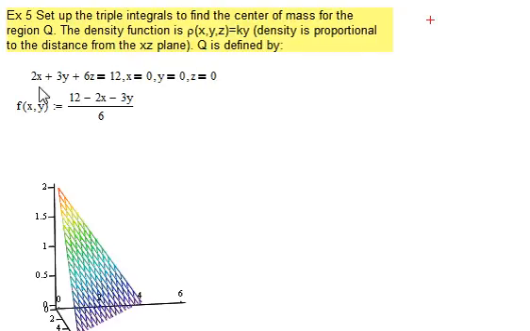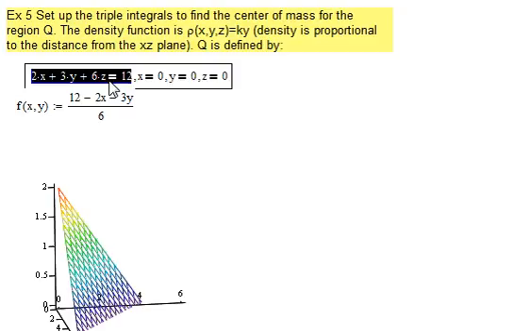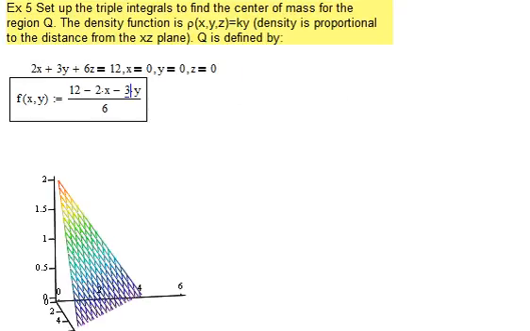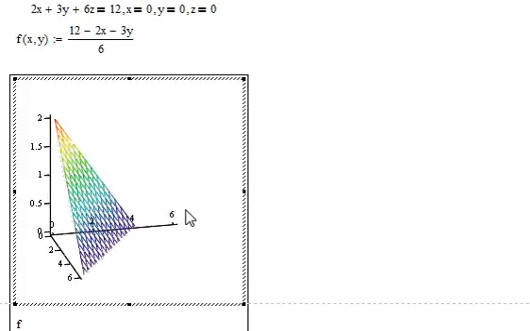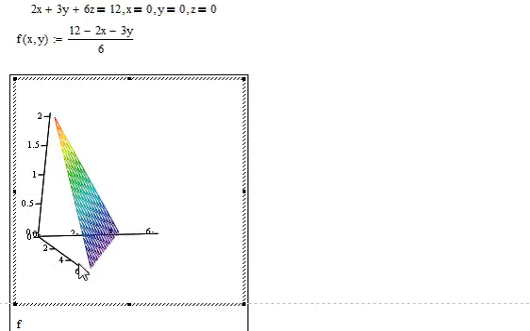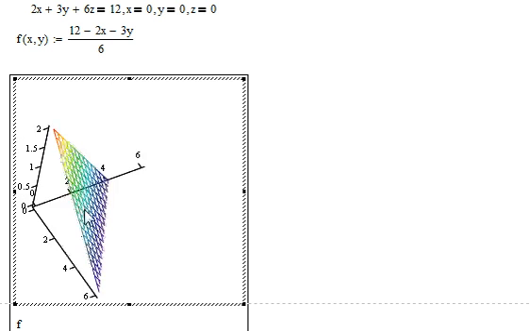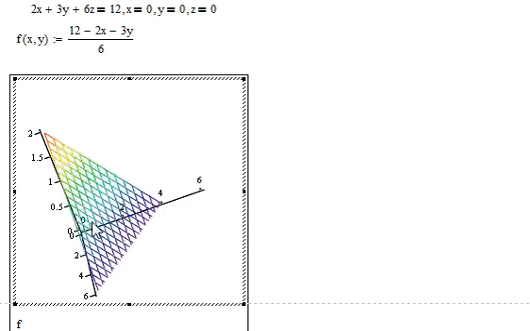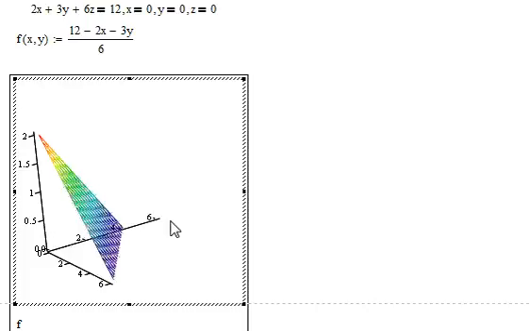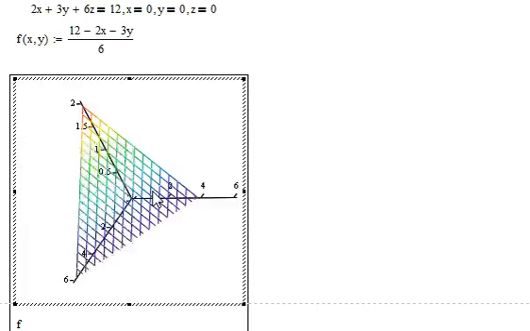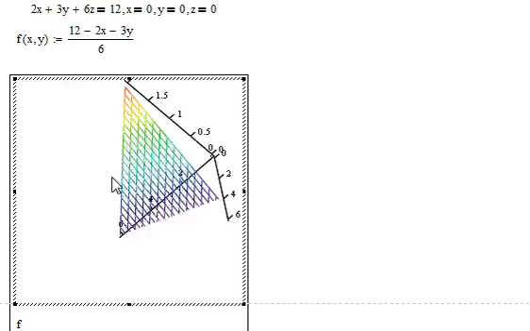And the region Q is defined by this plane, 2x plus 3y plus 6z equals 12, that's the rainbow colored thing. X equals 0 is the yz plane, y equals 0 is the xz plane, and z equals 0 is the xy plane. So here is our region. It's the first octant cut by this plane, so it's underneath that plane, above the xy plane, on the inside of the xz plane, and on the inside of the yz plane.